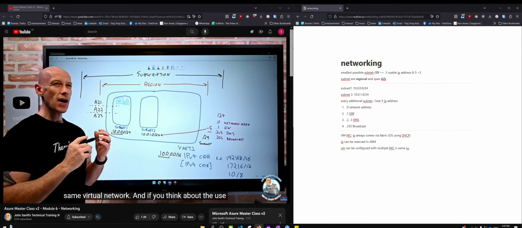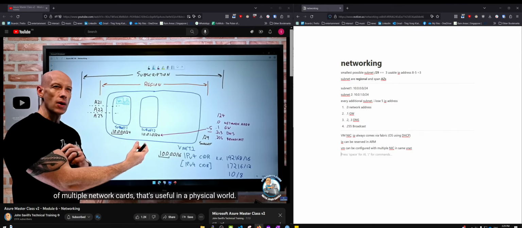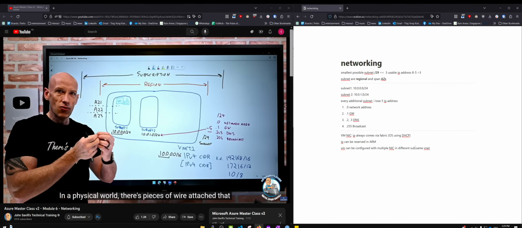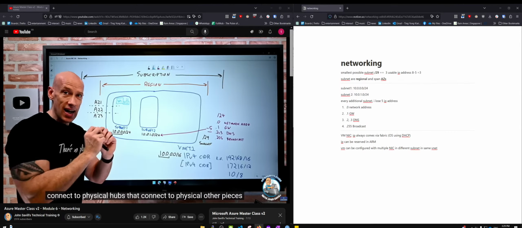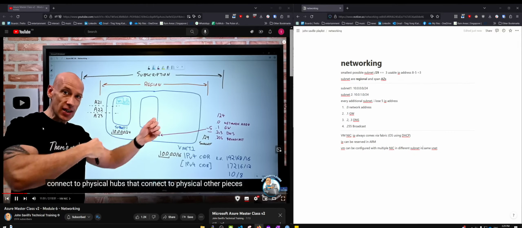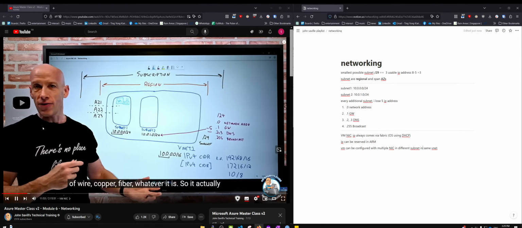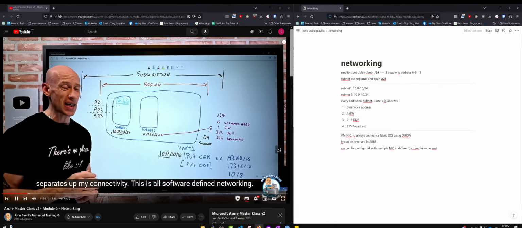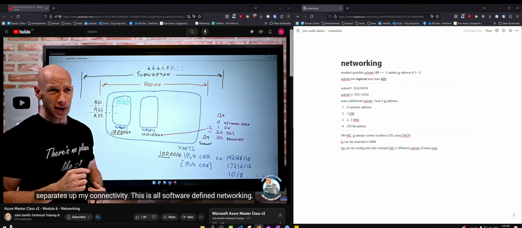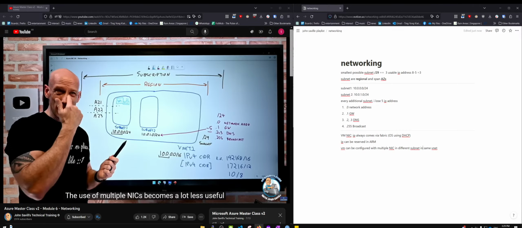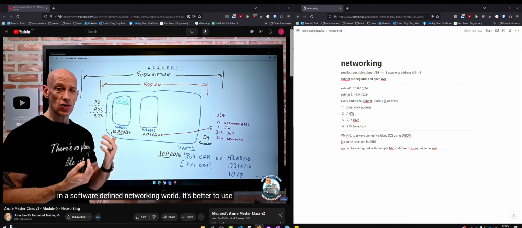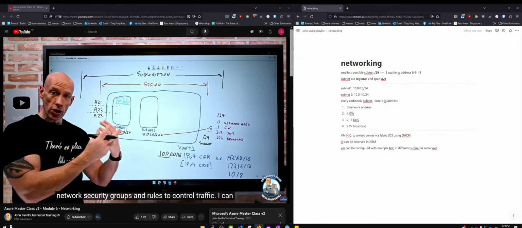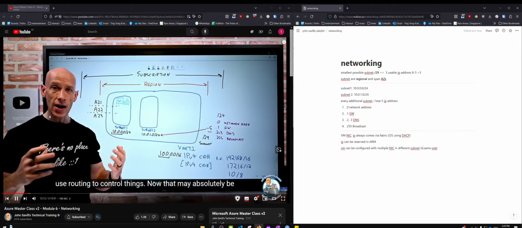And if you think about the use of multiple network cards, that's useful in a physical world. In a physical world, there's pieces of wire attached that connect to physical hubs, that connect to physical other pieces of wire, copper, fiber, whatever it is, so it actually separates up my connectivity. This is all software-defined networking. The use of multiple NICs becomes a lot less useful in a software-defined networking world. It's better to use network security groups and rules to control traffic. I can use routing to control things.